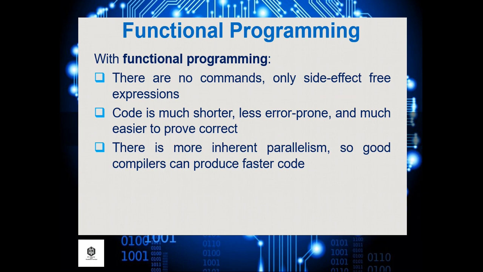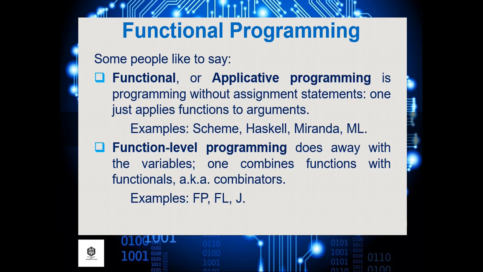With functional programming, there are no commands, only side-effect-free expressions. Code is much shorter, less error-prone, and much easier to prove correct. There is more inherent parallelism, so good compilers can produce faster code. Some people like to say functional or applicative programming is programming without assignment statements. One just applies functions to arguments. Examples: Scheme, Haskell, Miranda, ML.